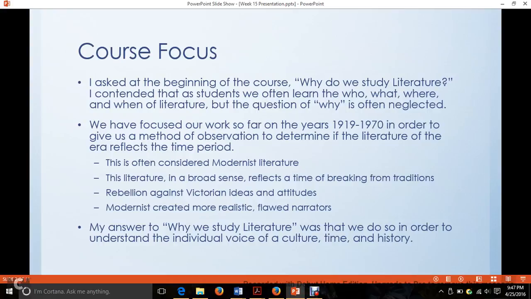So, such as in modernist literature, it reflects a time of breaking from traditions. So that's the rebellion against the Victorian ideas and attitudes. It's also a time when they look at characters and look at individuals on a more realistic basis as they are flawed individuals, and how that kind of reflects the time as well. So that was my idea. But we can look at these authors, and that's kind of the point of the casebook study, is we can look at individual authors and determine their place in literature and determine the significance of what they were doing.